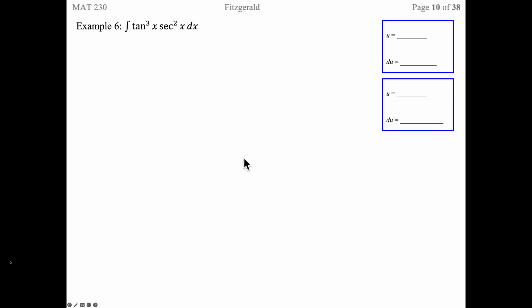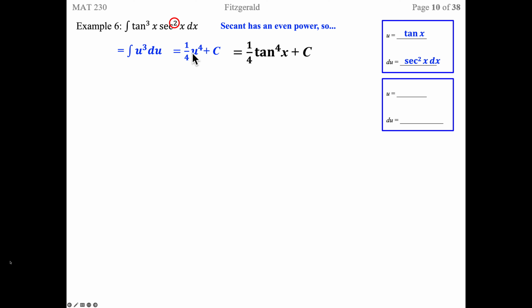All right, examples. Example 6, the integral of tangent cubed x secant squared x dx. So here you have secant squared x. We're going to save that and put it with our dx, so that's my du, which makes our u tangent of x. And this is just a perfect straight u substitution. That's going to give me the integral of u cubed du, which is u to the 4th over 4, or 1/4 times u to the 4th plus c. Then bring your tangent of x back in for u, and we're done.